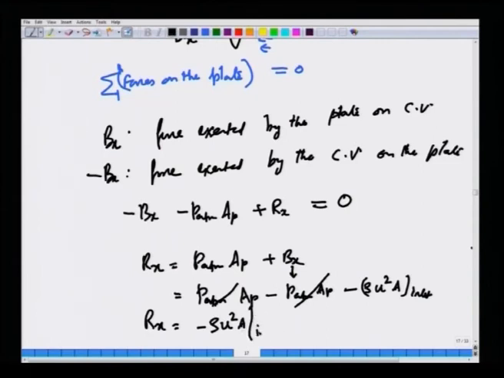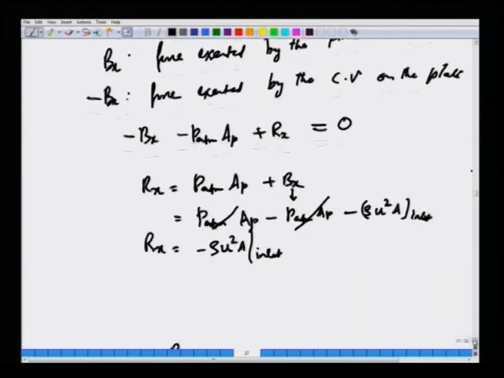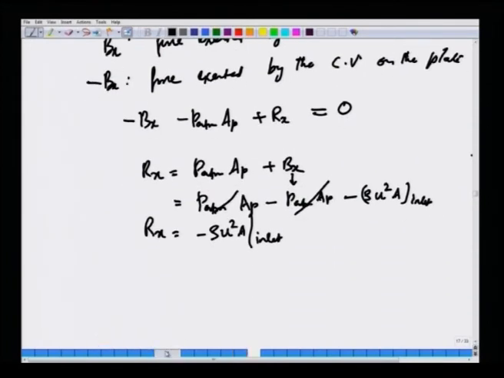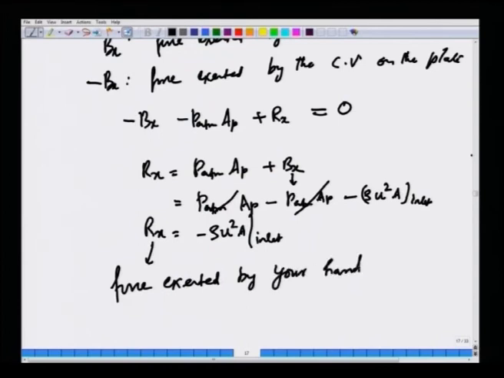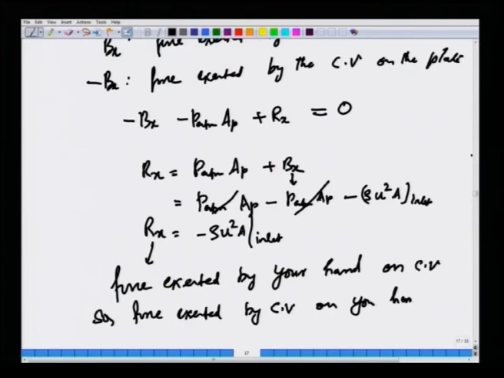And remember that R x is the force exerted by the hand on the CV. So, the force exerted by CV on your hand is simply rho u squared A at inlet. It is clearly in the plus x direction as you would expect physically.